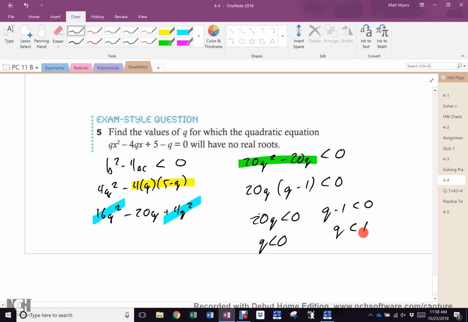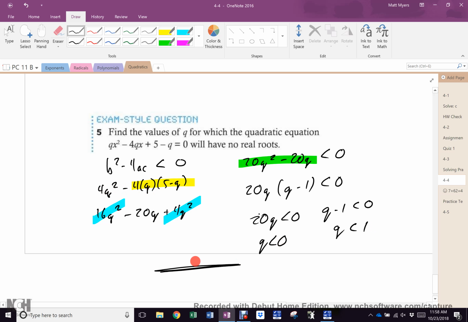Okay. So we know that 0 didn't work. Did it? So it can't be less than 0 because 0 didn't work. Does 1 work? Check. What's 1 squared? 1. What's 4 times 1? What's 5 minus 1? 4. 4 times 1 is 4. So is 1 minus 4 less than 0? So 1 works, but 0 didn't.